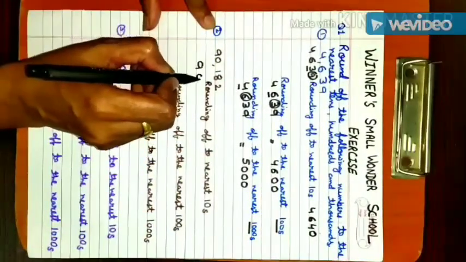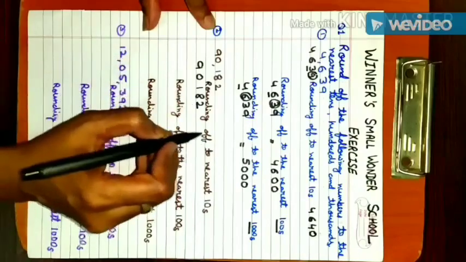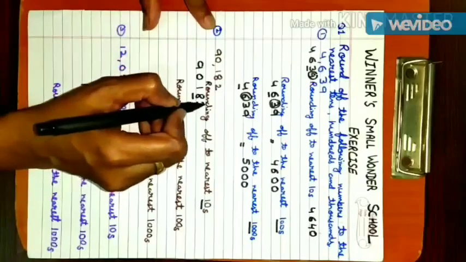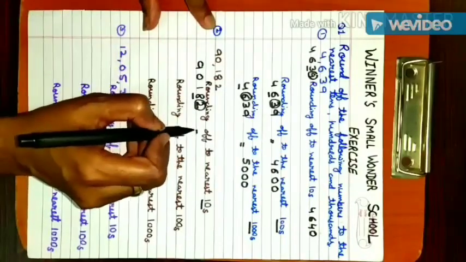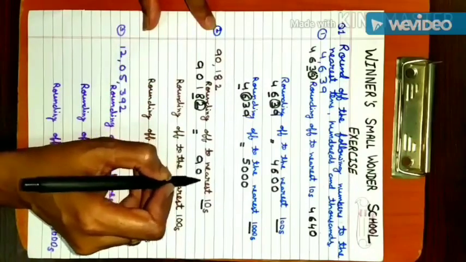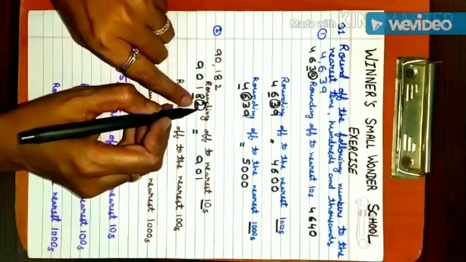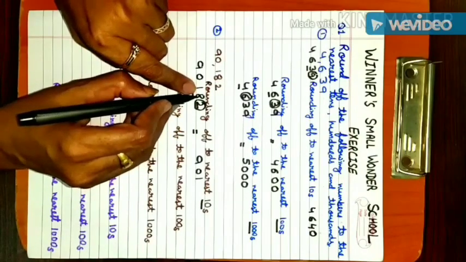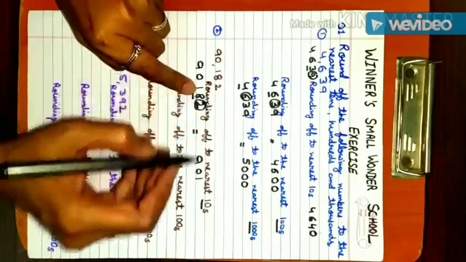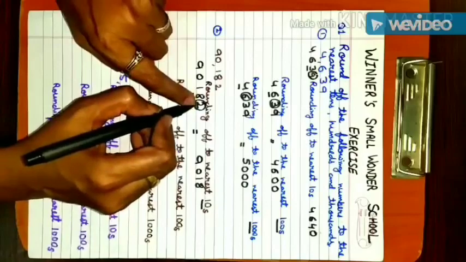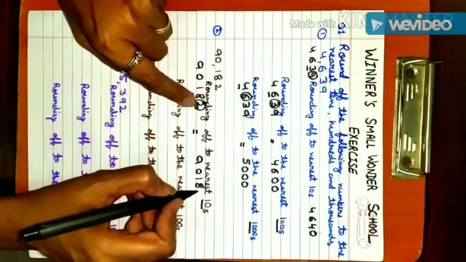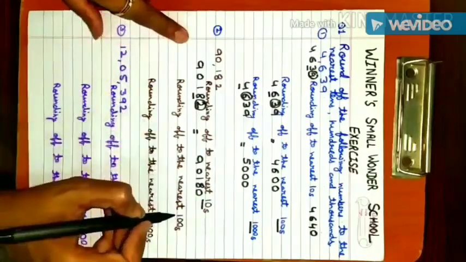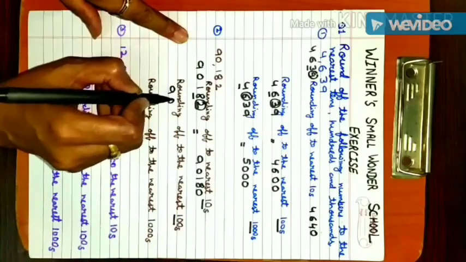Okay. Now next question is this one. 90182. Rounding off to the nearest tens. Ones, tens, underline the tens. Now the next digit is the checking number. Okay. Now 901 same to same. So the checking number is 2, less than 5, so this number has no change. Same to same. So this number is 8. So write here 8, and replace the ones digit by zero. This is your answer.